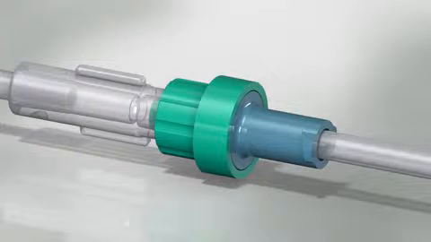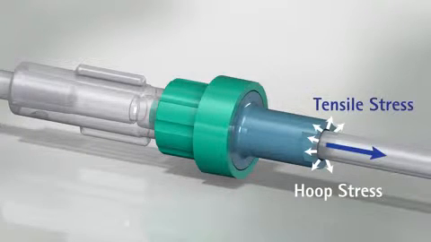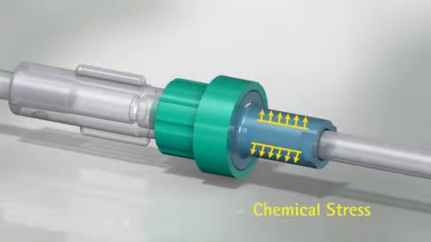Second, you need to look at material interaction during manufacturing. The bonding of tubing to a valve can create both hoop and tensile stresses. Solvents used to bond the tubing can degrade the material at the connection port, and some tubing contains plasticizers that can leach out over time, causing chemical stresses on the valve.